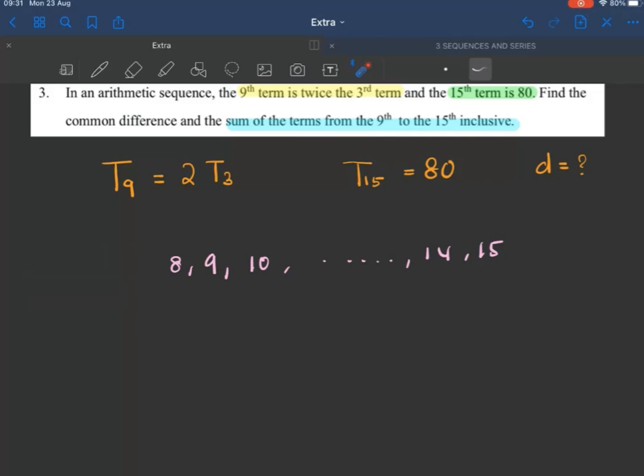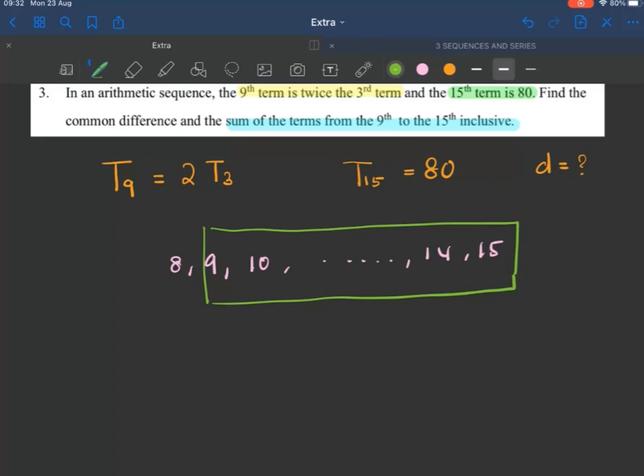Tapi takkan kita nak kira satu-satu, takkan kita nak masukkan nombor S9 tambah S10. Salah, bukan. Okay, apa yang kita nak cari sebenarnya sekarang ialah sum of the terms from the 9th to 15th. Ini yang kamu nak cari. Ini semua kita tambah, okay? Contohlah, ini term dia ialah 23, ini ialah 25, contoh lagi 27. So maksudnya 23 tambah 25 tambah 27 dan seterusnya. Itu yang kita nak cari sebenarnya.